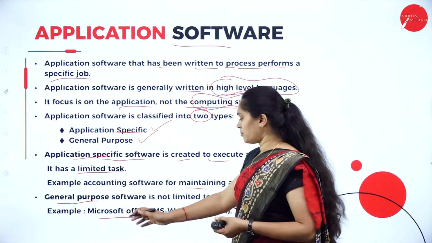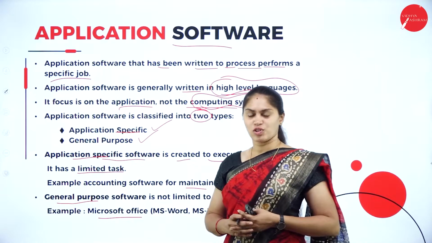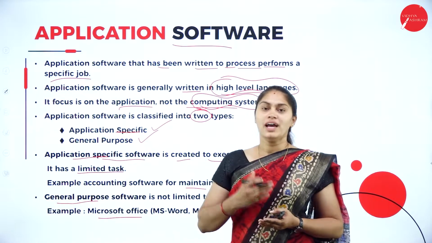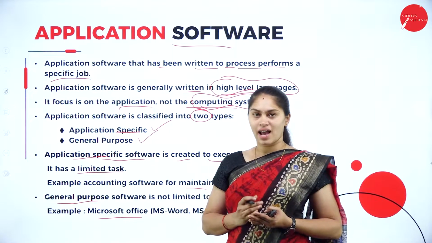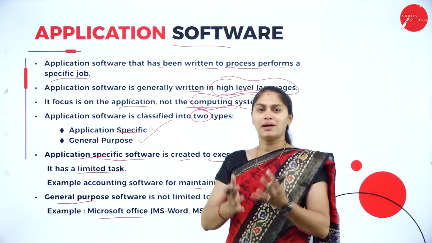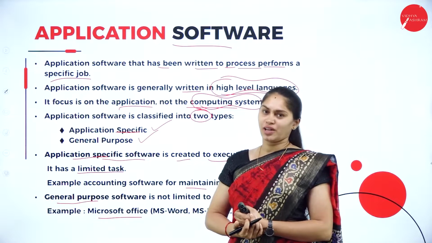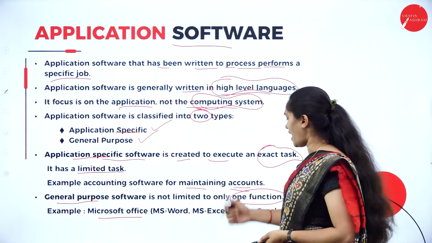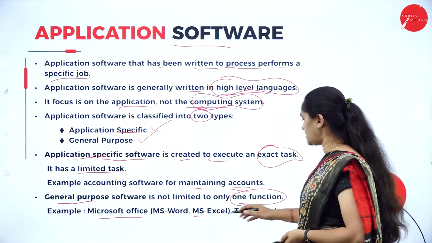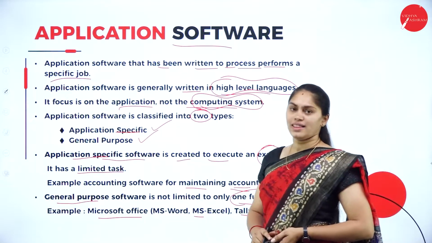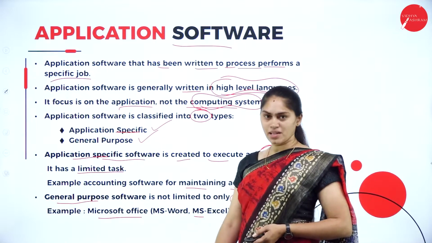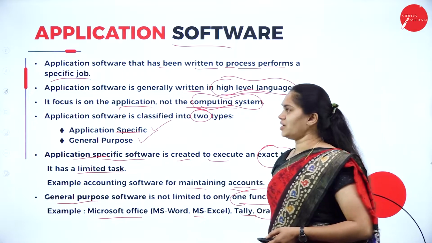You can take the example of MS Office, or Microsoft Office, that comprises MS Word, and also we have MS Access, MS Excel. There will be a bundle of features, so out of that you can use whichever you want to access. Here you can see examples like Tally, Oracle; all these come under this general purpose or application software.